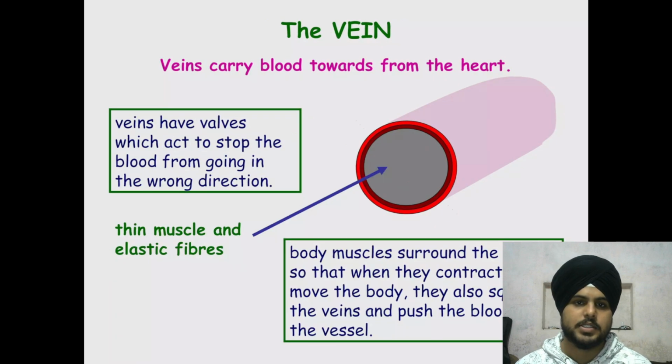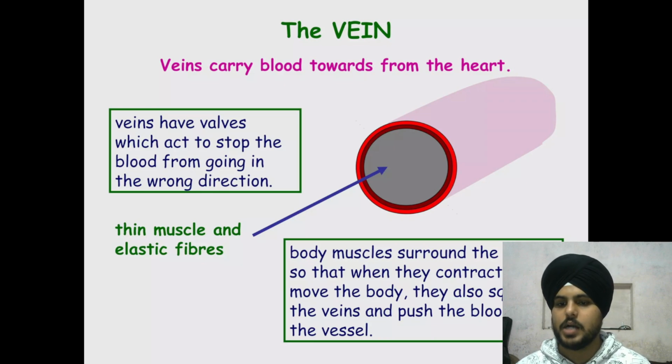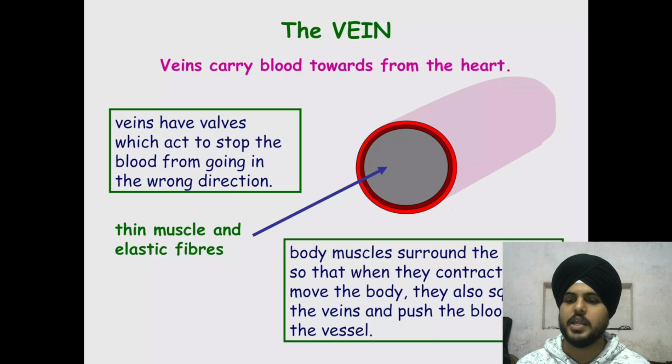Okay, let's see what veins are. Veins carry blood towards the heart. Veins have valves which act to stop the blood from going in the wrong direction. Veins have thin muscles and elastic fibers. They are much thinner than arteries. Body muscles surround the veins so that when they contract to move the body, they also squeeze the vein and push the blood along the vessel.